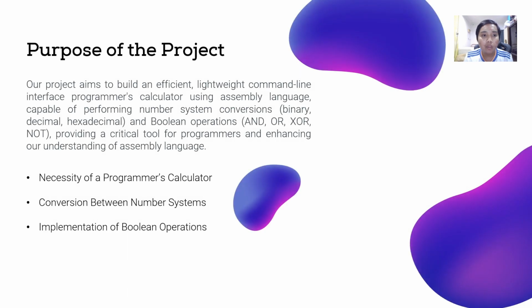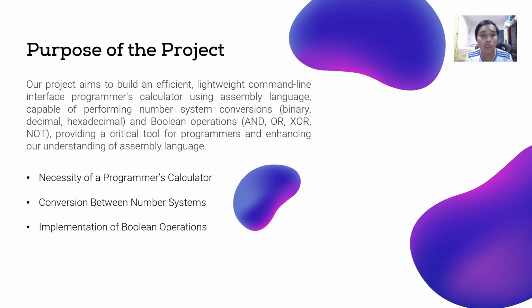For this slide, I will explain about the purpose of the project. Our project is to build an efficient, lightweight command line interface programmer's calculator using assembly language, capable of performing number system conversions, binary, decimal, hexadecimal, and Boolean operations, which are AND operation, OR operation, XOR operation, and NOT operation, providing a critical tool for programmers and enhancing our understanding of assembly language.